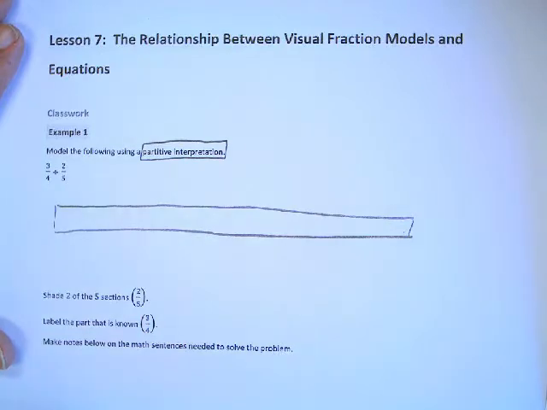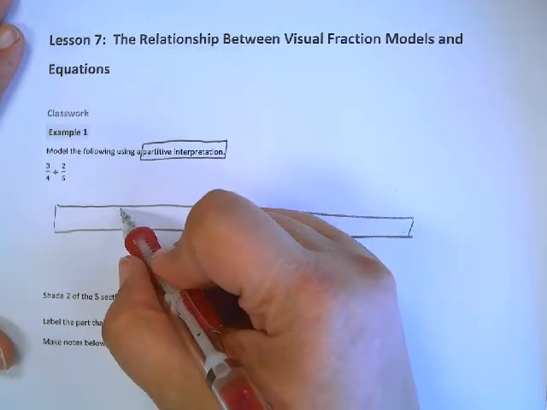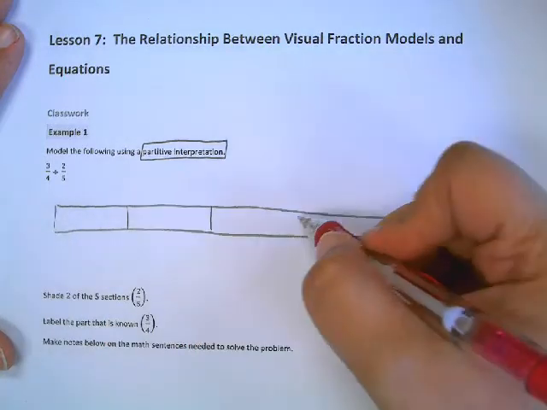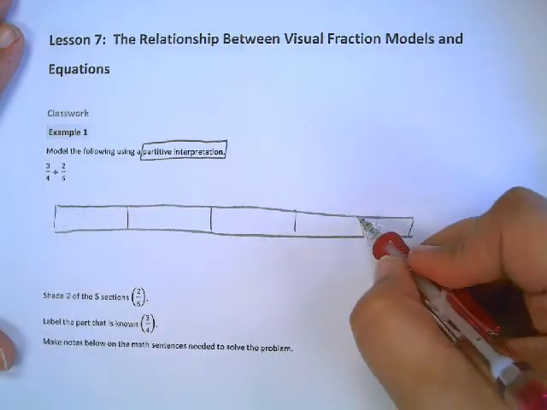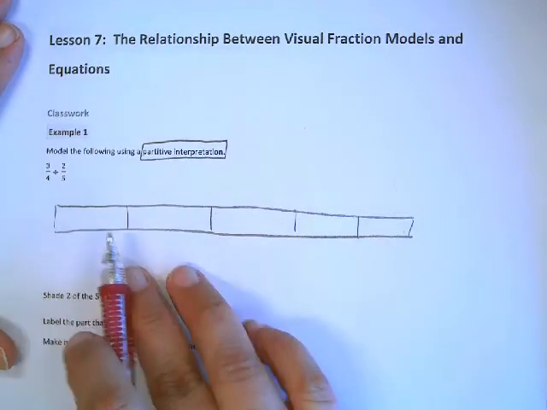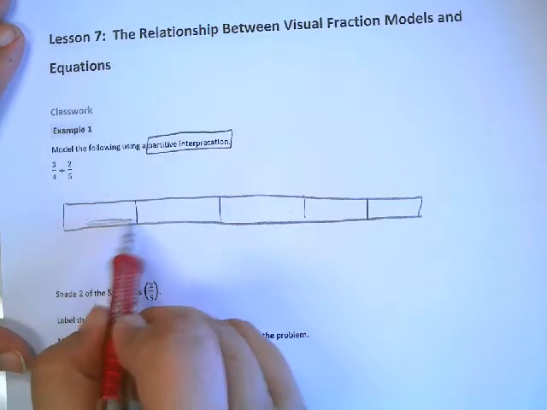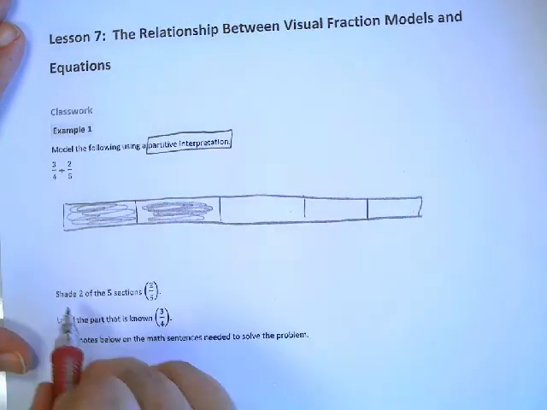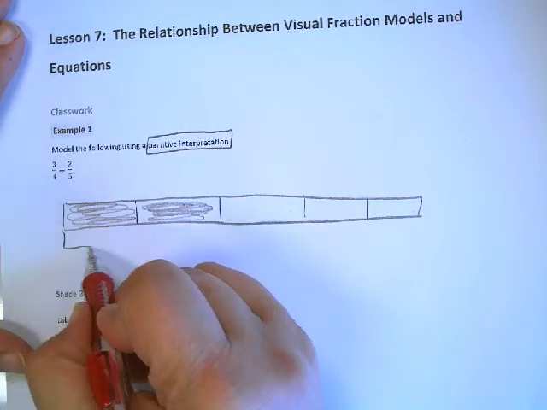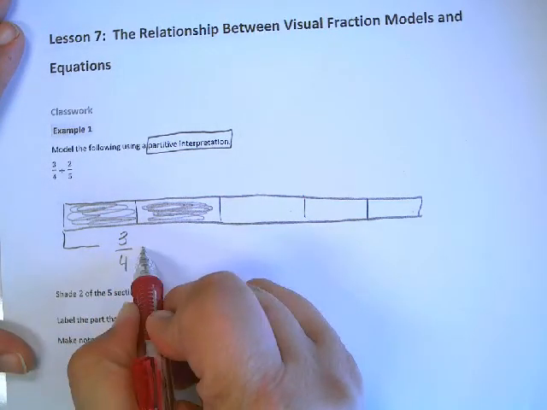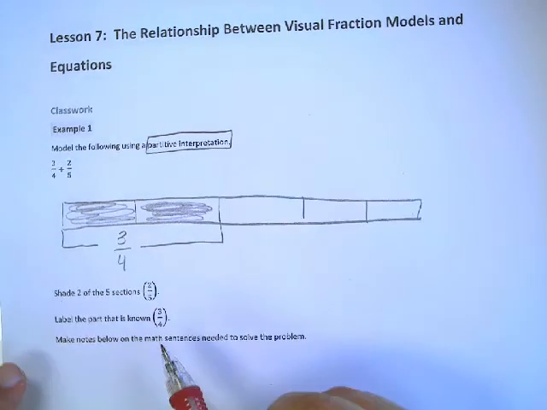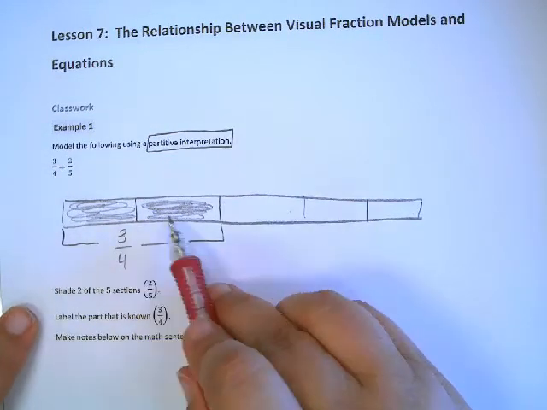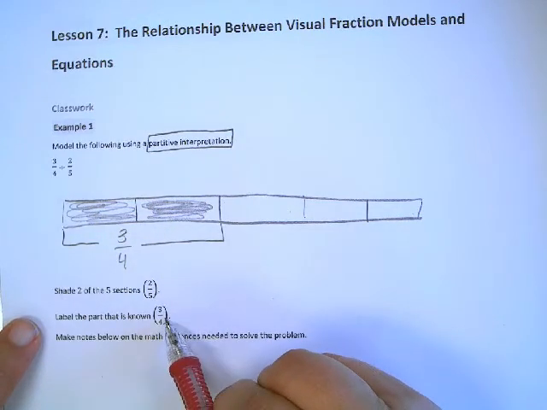So it's saying that 3/4 is 2/5 of something. Because 3/4 is 2/5, I'm going to start off by making something in fifths, and I'm going to shade in 2/5 and let you know that that means this is 3/4. That's what it tells you right here. It says shade in 2 and then label that part as 3/4.